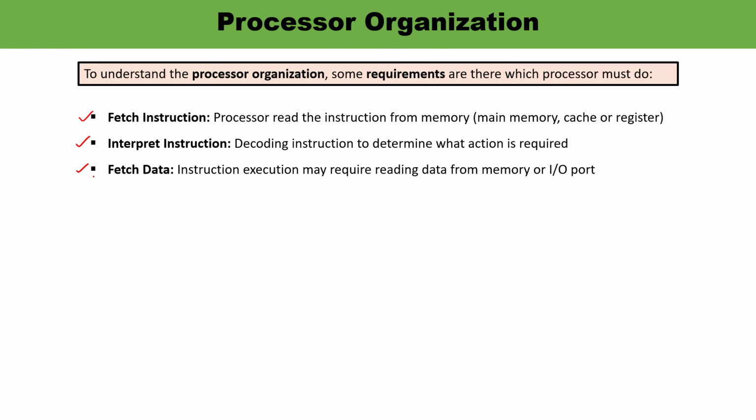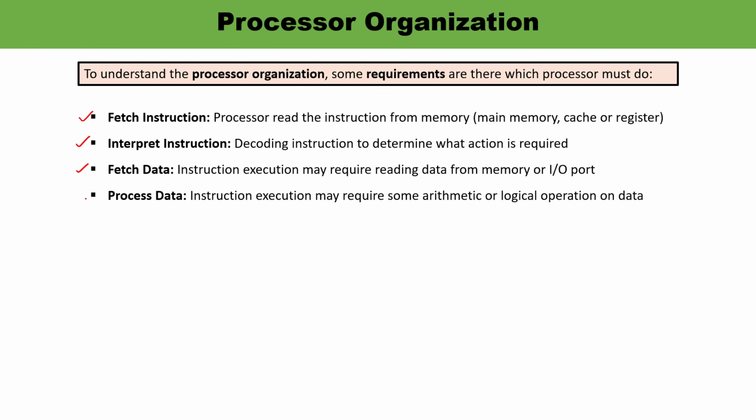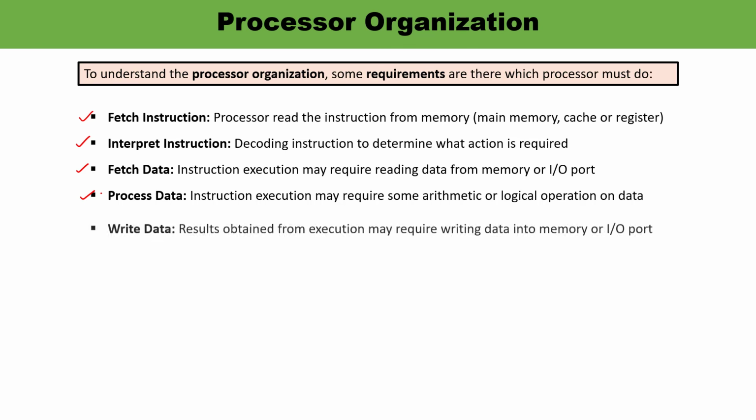Next, fetch data. Data may be available in the memory or at the IO port. So instruction execution may require some data upon which the operation is to be performed, so that data fetching is required also. Process data. During the execution of any instruction, some arithmetical or logical operations need to be performed. That operation will be performed on the data itself.